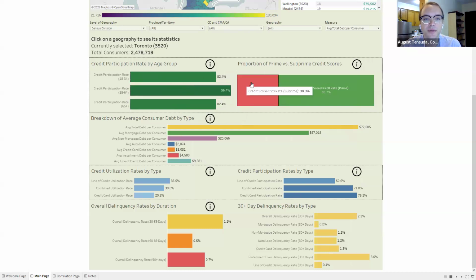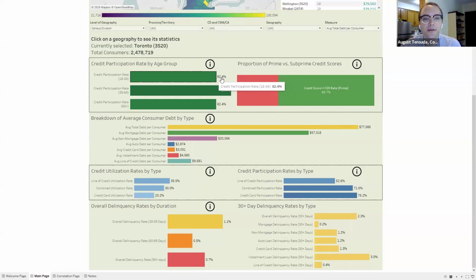So we can see that the credit participation rate is highest among 35 to 64, but across the board, it's quite high at 82%. So what this means is that 82% of the population aged 18 to 34 has some sort of credit product with TransUnion, right? There's some sort of consumer with TransUnion. So they could have a credit card, they could have an auto loan, they could have a mortgage, any of those things, right? And that means that they're participating in credit.